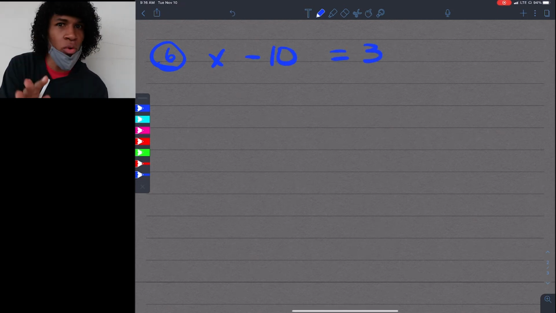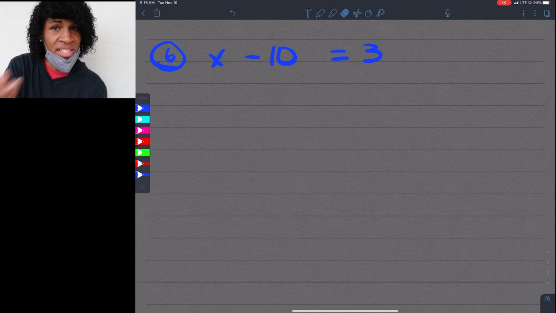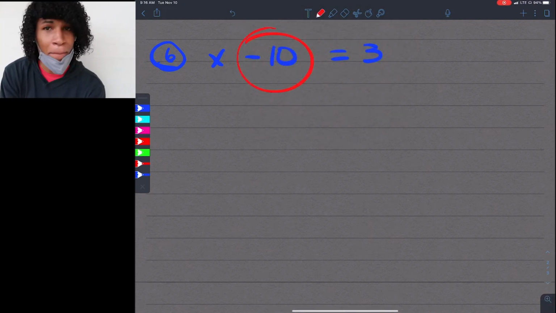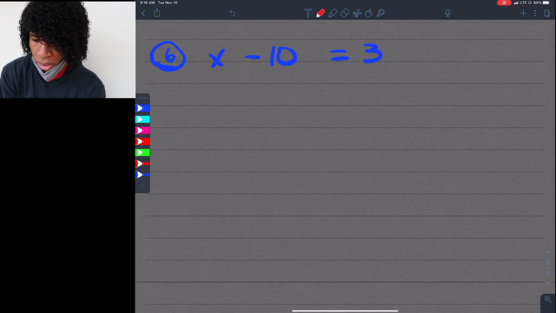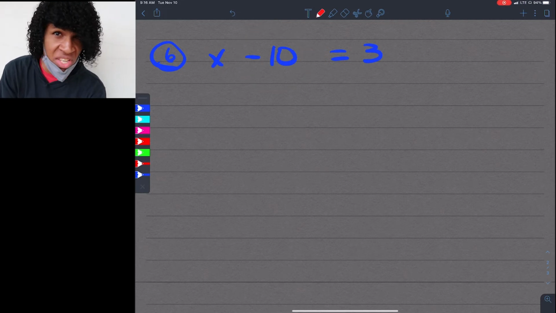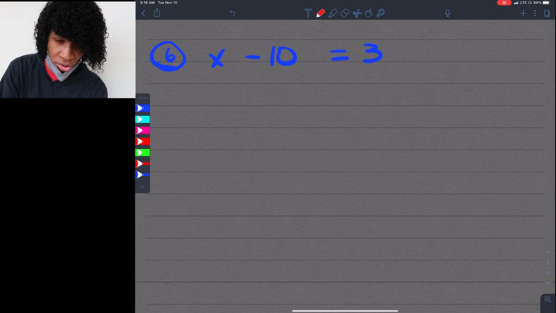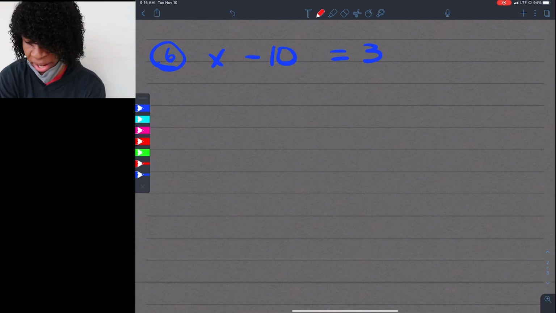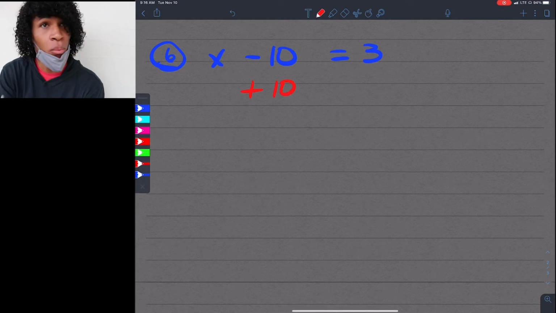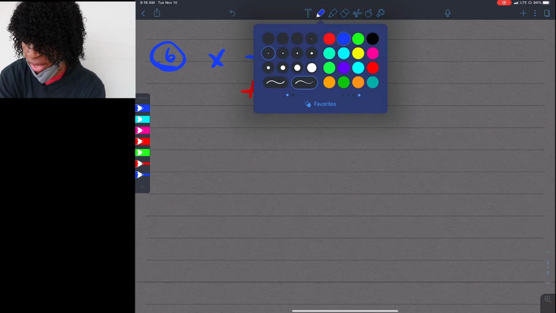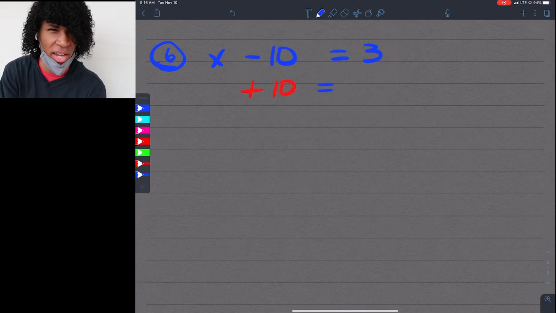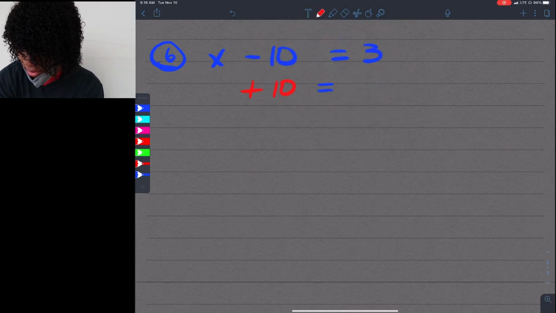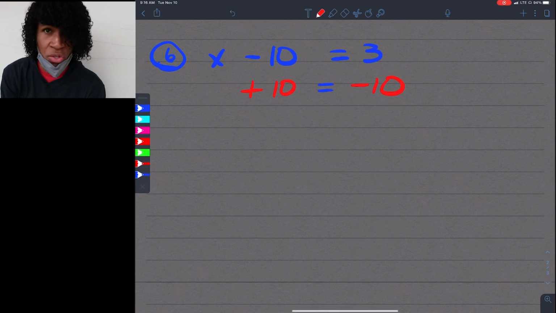This is the same rule, but we're going to do it a little bit differently. Since 10 is being subtracted from x, right? We got a minus 10 on the x. We're going to do the opposite of subtracting 10. So the opposite of subtracting 10 is adding 10. So I'm going to add 10 to this side, and what you do to one side, you must do to the other. So I'm going to bring down the equal sign, that way you can see the other side. And then I'm going to add 10 to this side too, okay?